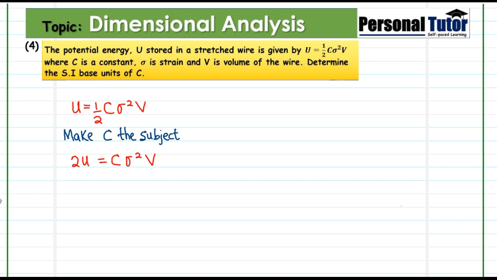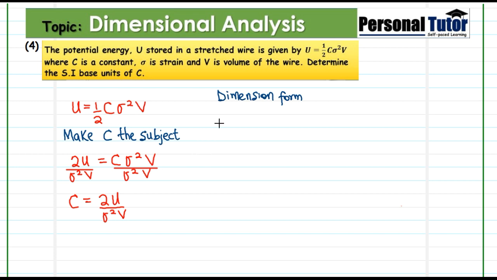Still on the C, you divide both sides by sigma square V so that the C can stand alone. So sigma squared and V, sigma squared and V. When the common terms cancel out, you will have C equal to 2U over sigma square V. This is now the relation. From here, we can easily convert them to their dimension.